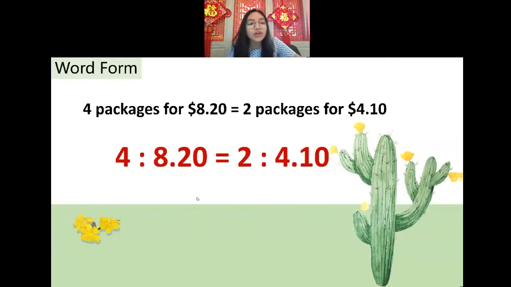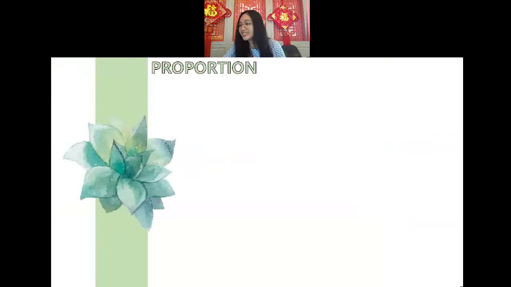So we have 4:8.20 and 2:4.10. Okay, so 4 packages is equal to 8.20 dollars and 2 packages for 4.10 dollars. Okay, so that is the word form. We're going to change it into a colon form. Okay, the answer.